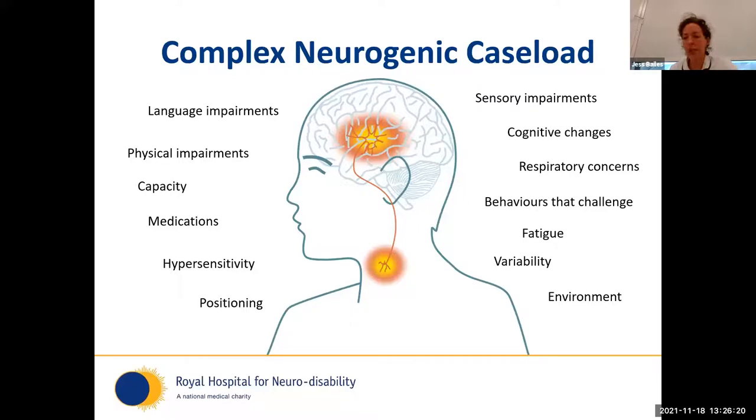And it's just really important to be aware of their medications, the timing that they have them, the environment, how they respond to that, potential fatigue. All these things are really crucial when you're thinking about dysphagia assessment.